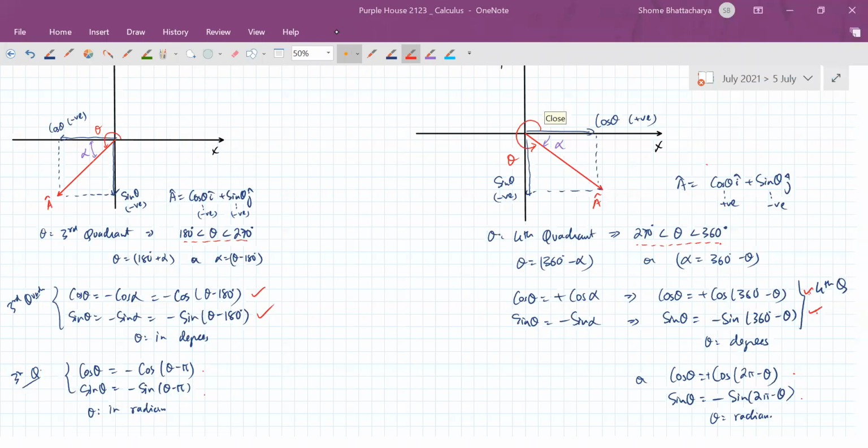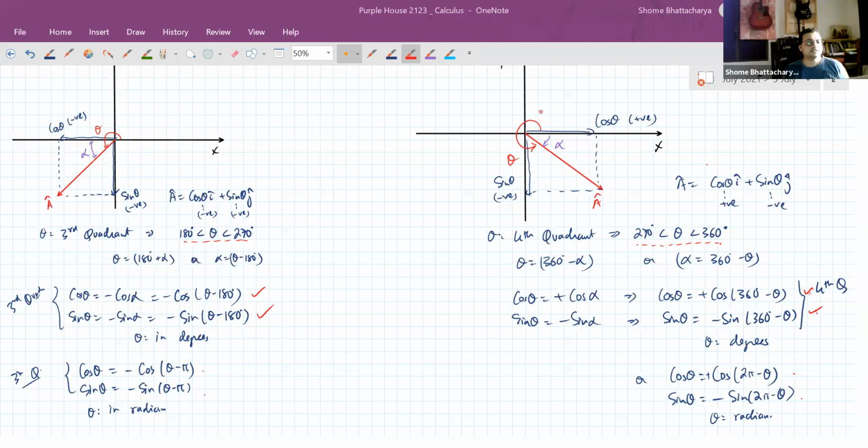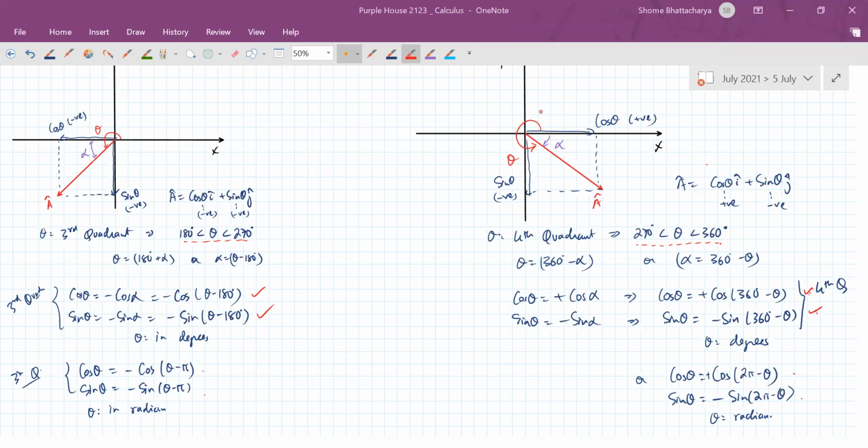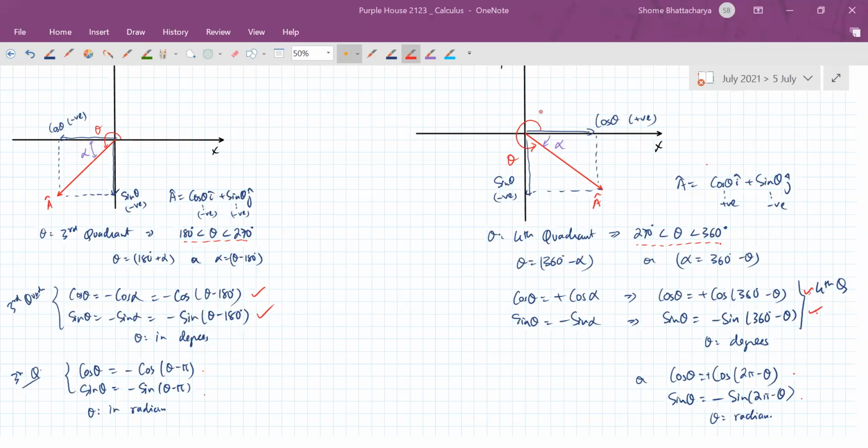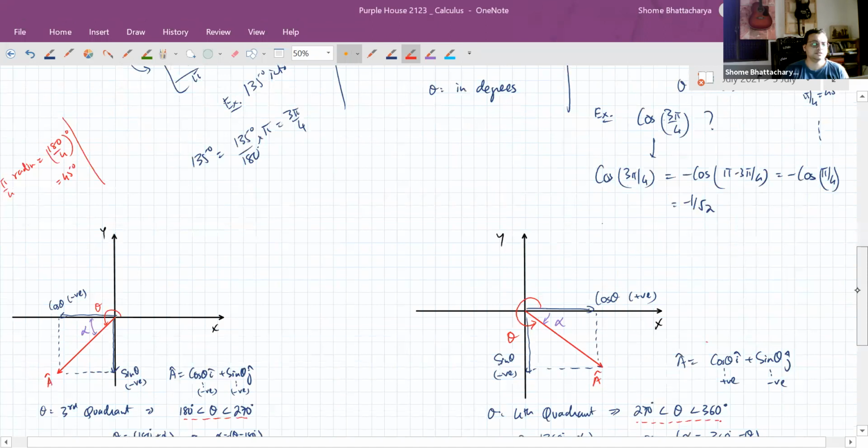Sir, it means when the graph is in the first quadrant, then only sine theta is positive, right? But sine theta is also positive in the second quadrant. So sine is positive in two quadrants, first and second. Cos is positive in two quadrants, first and fourth. Right? Yes, sir. But in the second quadrant, sine theta lies on the positive y-axis, and x is minus.